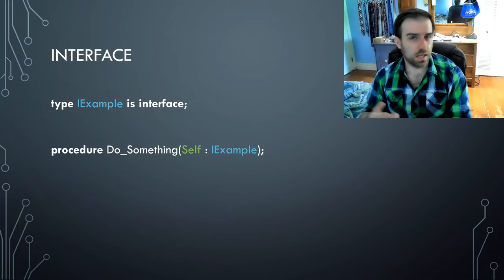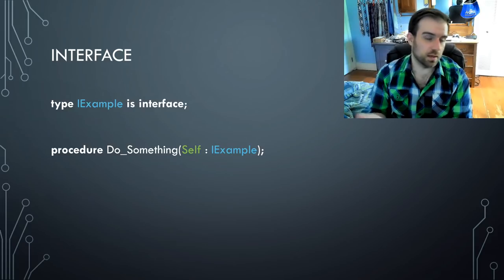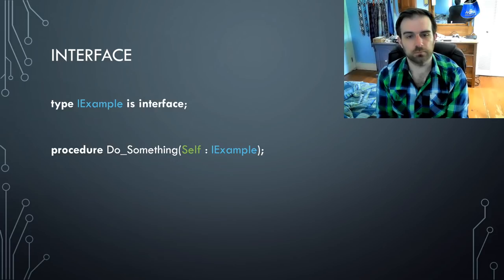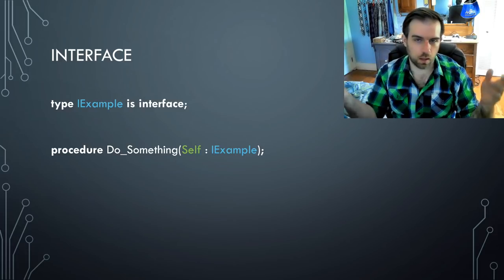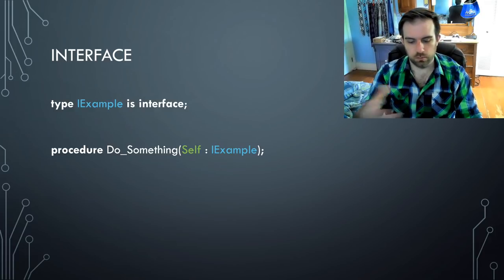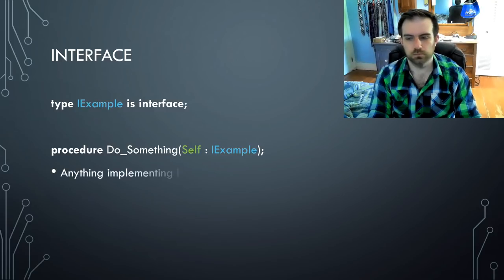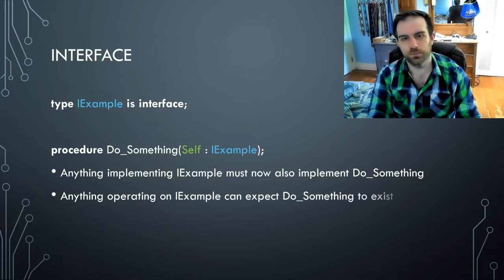So, to use the classes we had last time, if we have a programmer that happens to inherit from person and iExample, which we have here, then programmer should also be expected to have a do something procedure. Now, whatever it does, I don't know, but it will need to be implemented by whoever utilizes this interface. Getting ahead of myself a bit, what I just said.